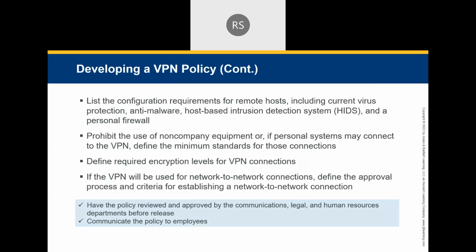So if a personal system is allowed to connect, you want to establish minimum standards for its configuration and security measures. You also want to specify the required encryption level for the VPN connections. This ensures that all data transmitted over the VPN is adequately protected from any unauthorized access or interception.